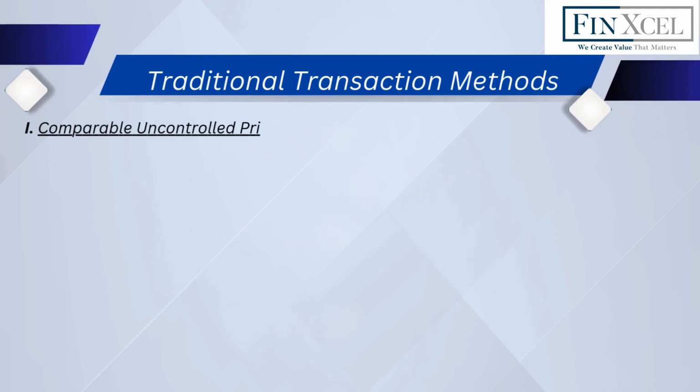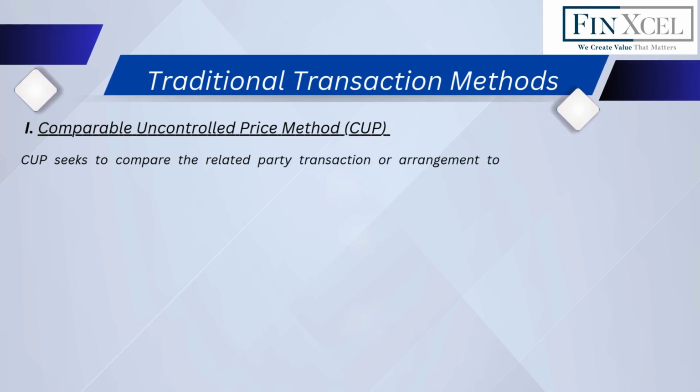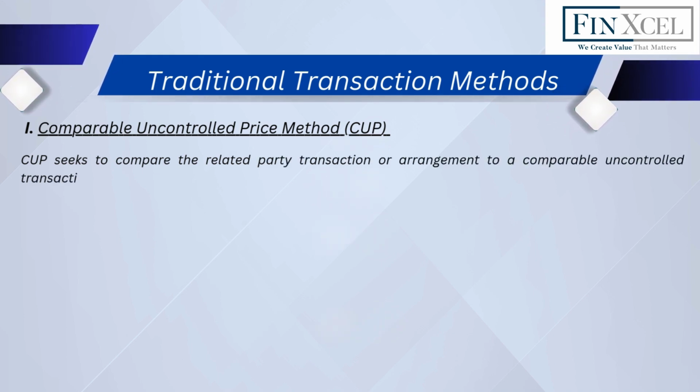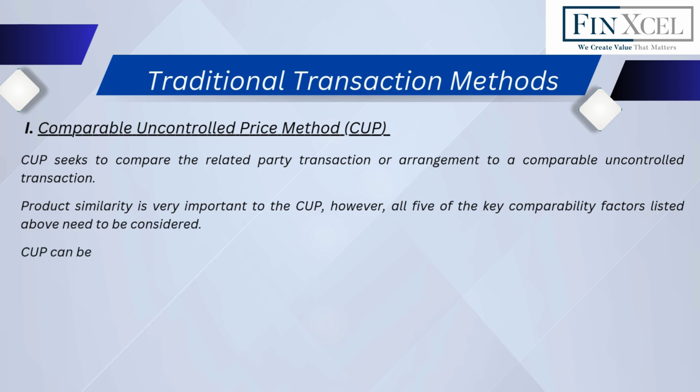Comparable Uncontrolled Price Method, CUP. CUP seeks to compare the related party transaction or arrangement to a comparable uncontrolled transaction. Product similarity is very important to the CUP, however, all 5 of the key comparability factors listed above need to be considered. CUP can be subdivided into following 2 types.